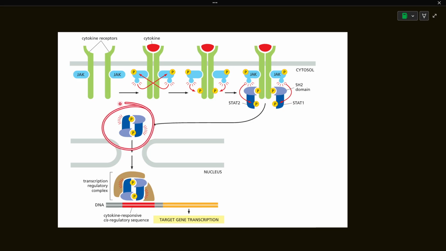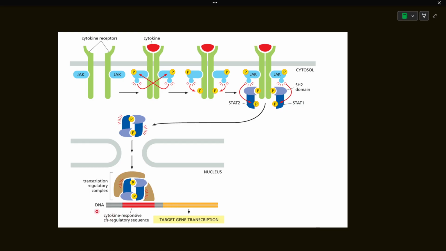So this will create a dimer of STAT proteins, which could be a homodimer or heterodimer. In this case, this is a homodimer. Now this activated, phosphorylated STAT dimer will translocate into the nucleus. In the nucleus it will form a transcription regulatory complex with some other activator proteins, which are going to bind to the cytokine responsive cis regulatory sequence present in our DNA.